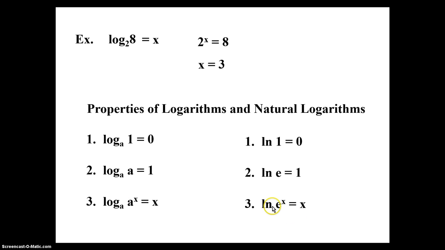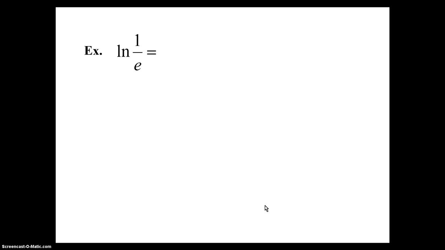And same for this one. Okay, we continue with these examples. With this one, we had to change that 1 over e as natural log of e to the negative 1. Then after that, it becomes one of the properties. It actually becomes the third property. So our answer is negative 1.